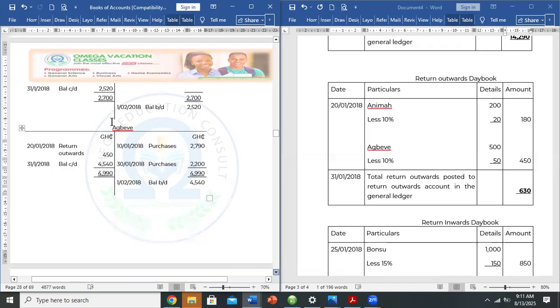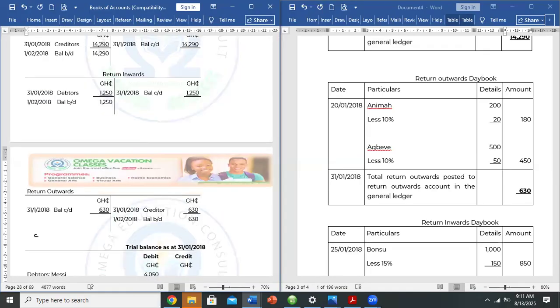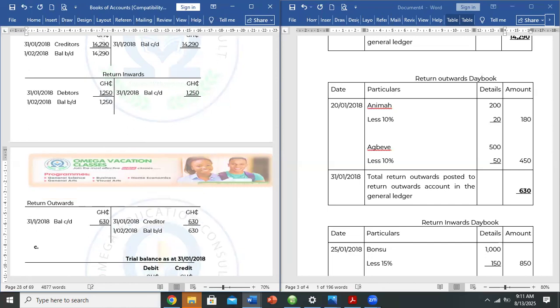Okay, and I think you can see the totals. What do we do to return outwards? We credit return outwards. So the totals will be credited to the return outwards account, with the closing date and the narration, right? Because you return the goods back to your creditors. And that sums up the return outwards.